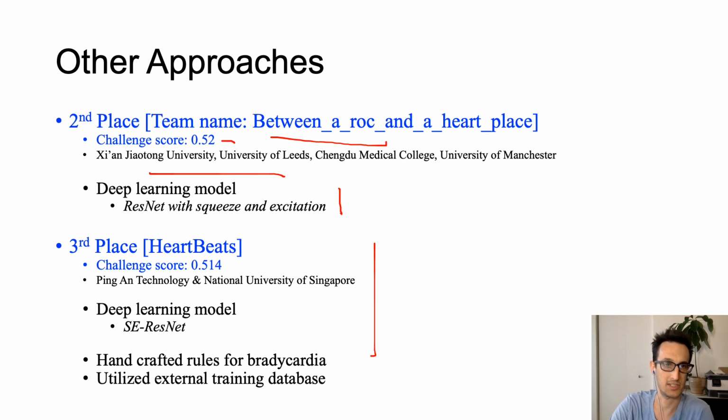And then the third place finisher was the Heartbeats team. They had a challenge score of 0.514. This was also a collaboration between Ping An Technology in China, I believe they're an insurance company, and the National University of Singapore. Once again, they used a squeeze and excitation ResNet model. However, they had also some handcrafted rules for bradycardia, and they used an external training database as well.